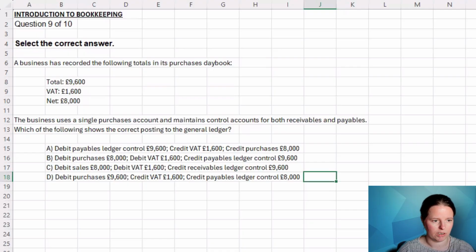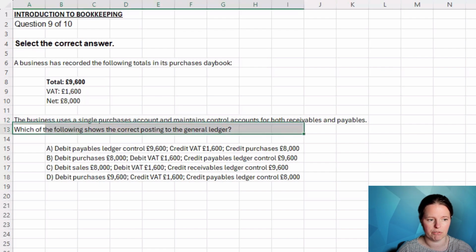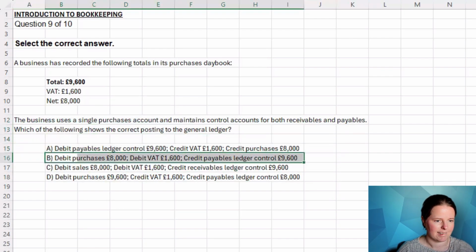Now, a business has recorded the following totals in its purchase day book. So we've got a total gross of 9,600, VAT of 1,600, net of 8,000. The business has used a single purchase account and maintains control accounts for both receivables and payables. So which of the following shows the correct posting to the general ledger? So let's have a look.